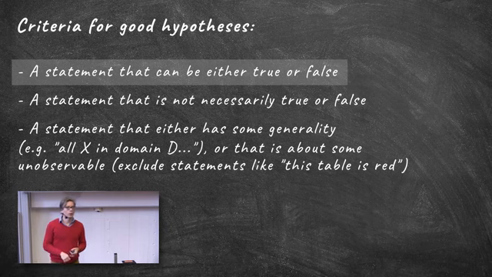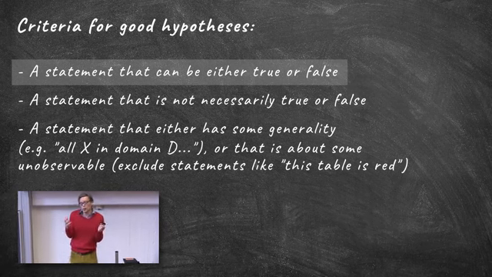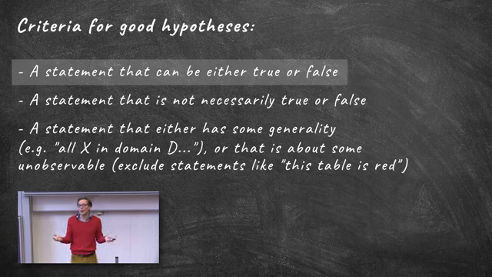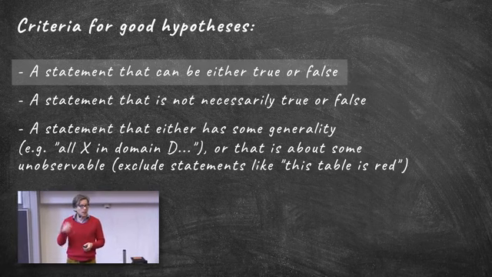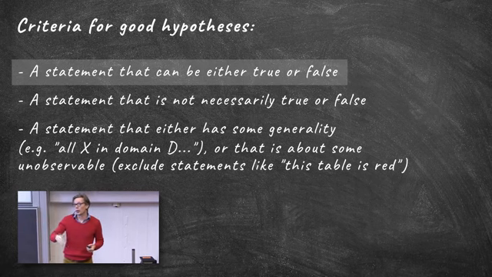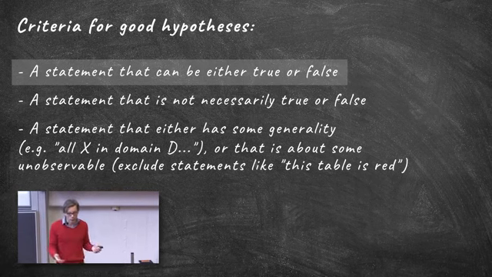So the question is not either true or false. It just doesn't have a truth value, while the latter one clearly has a truth value. It's either true or false. And therefore, you can then move on to testing it. So that's the first requirement.